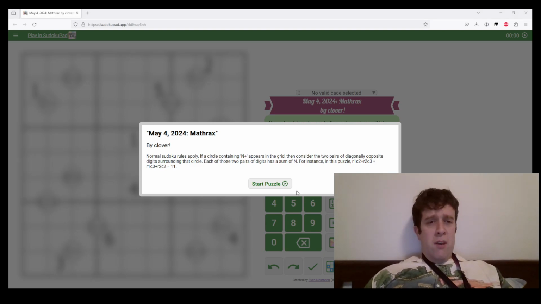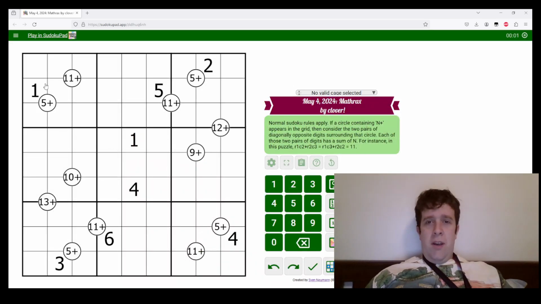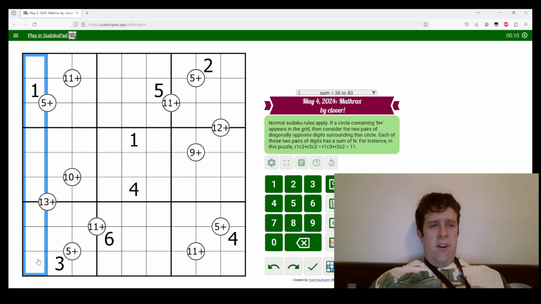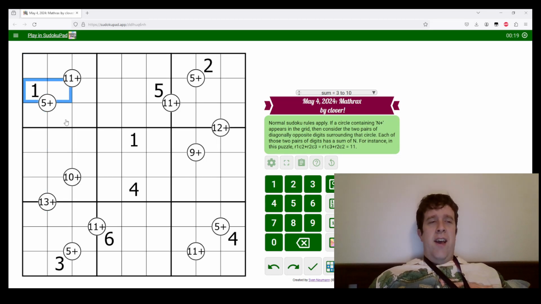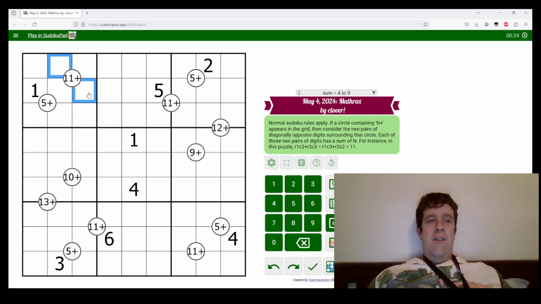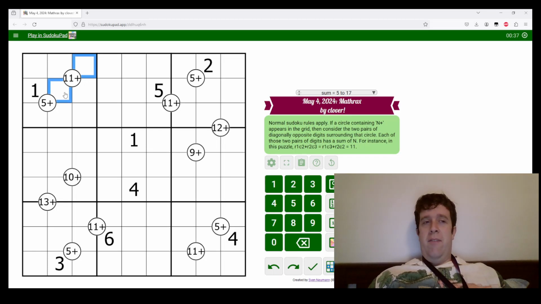So this is Mathrax by Clover. In this puzzle, every box, row, and column must contain the digits 1 to 9 once each. Now, that's what normal Sudoku rules apply means. So in this puzzle, if a circle contains n plus, such as this one here, which says 5+, then these two digits and these two digits must add to give the same total. So up here, these two must sum to 11, and these two must sum to 11. That's it. That's the whole puzzle.